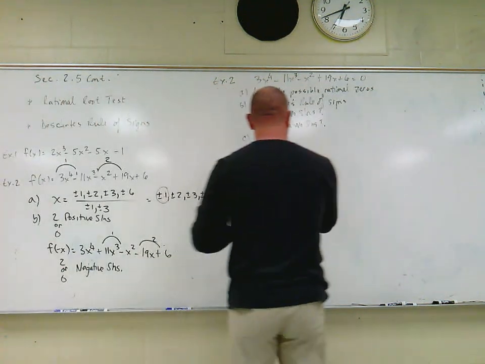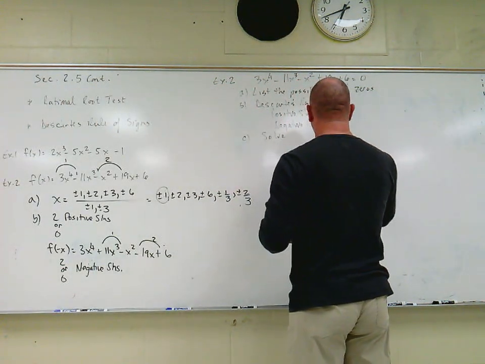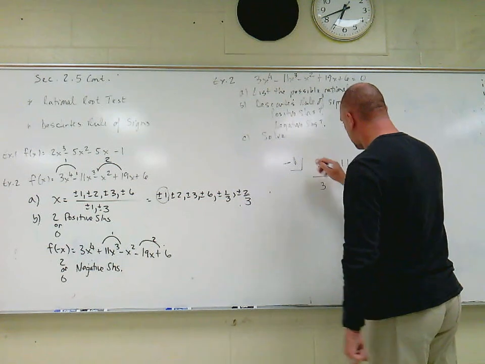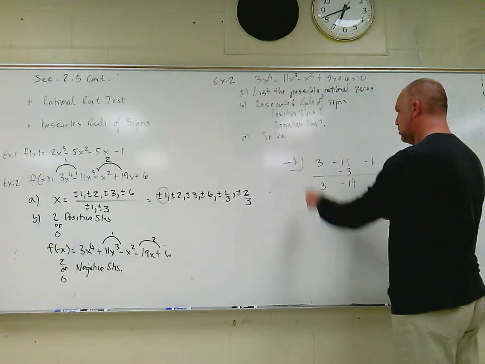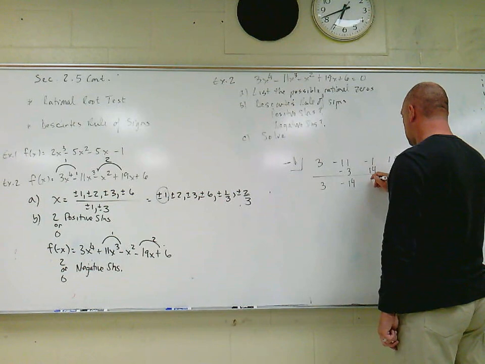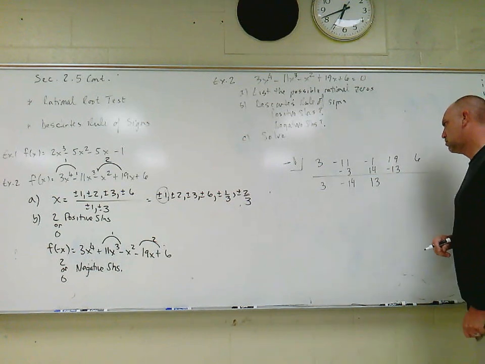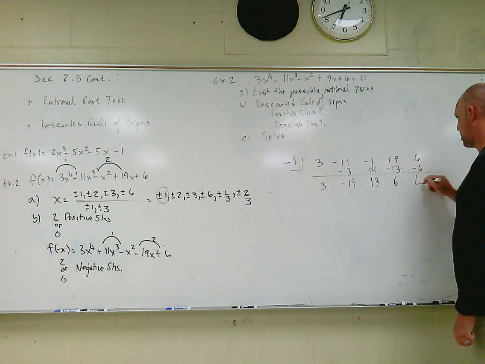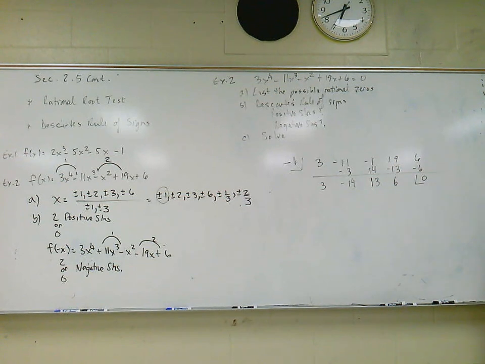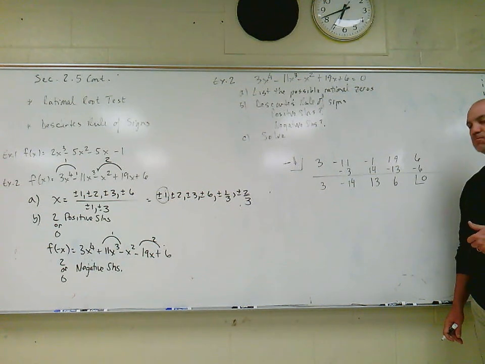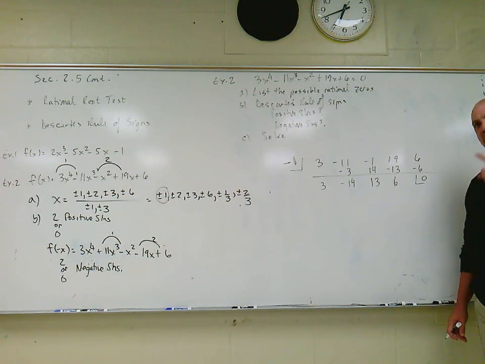So let's see. 3, negative 11, negative 1, 19, and 6. So 3, negative 3, negative 14, 14, 13, negative 13, 6, negative 6, remainder is 0. So what does that tell me? X plus 1 is a factor, and x equals negative 1 is a solution.